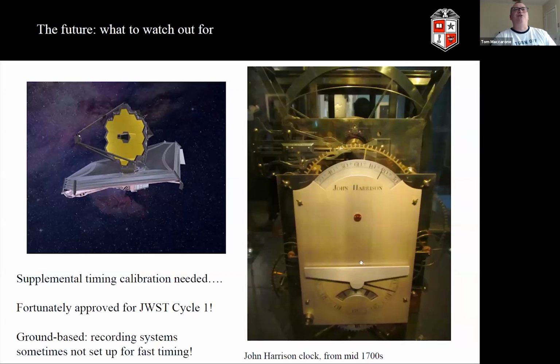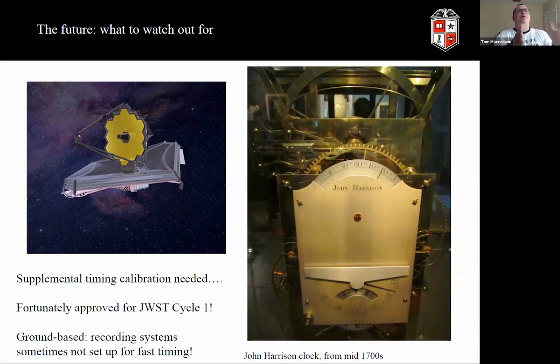This is an image of one of the clocks that John Harrison built in the mid-1700s to try to win the longitude rewards from the British government for developing clocks that could be used to help do celestial navigation. John Harrison's clocks in the 1700s that would work aboard a wooden ship are about as accurate as the James Webb Space Telescope's absolute timing.